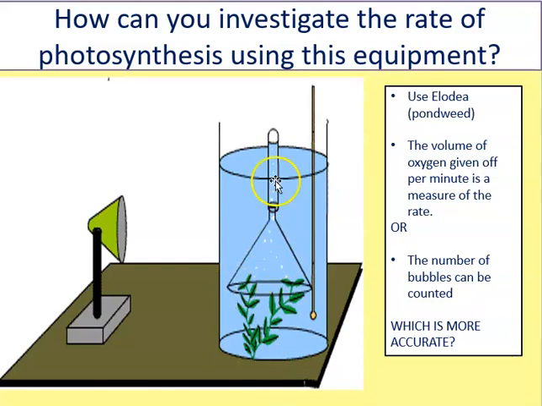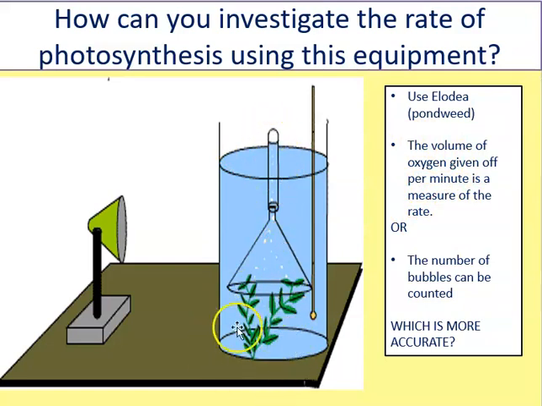either collect all the oxygen at the top there and work out the volume of oxygen given off per minute, or you can count the number of bubbles. Now in school, when I've done this in the past, we've counted the number of bubbles, but it's quite hard to do because they can be tiny or they can be clumped together. So it's often more accurate to actually work out the volume. So if you can see here at the top, the oxygen is being collected.